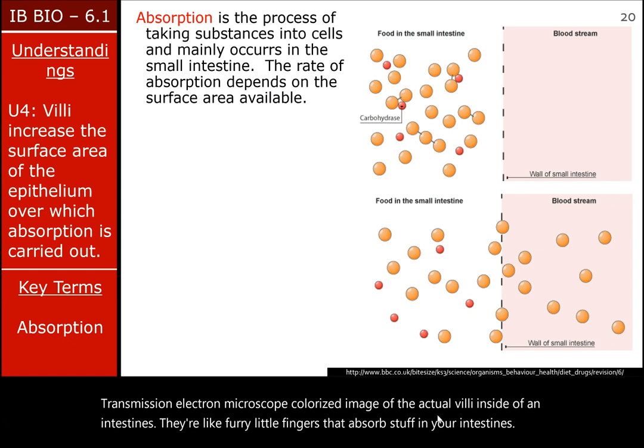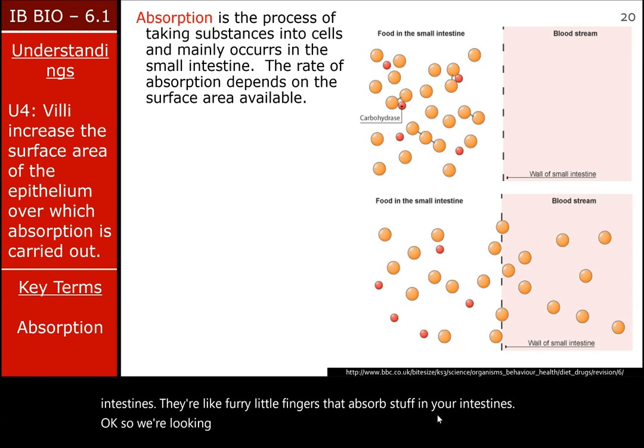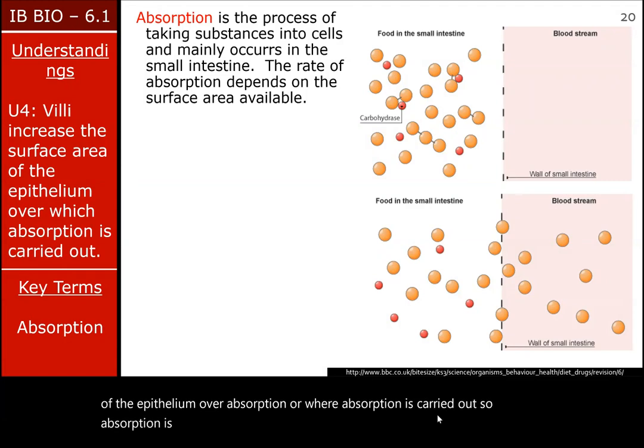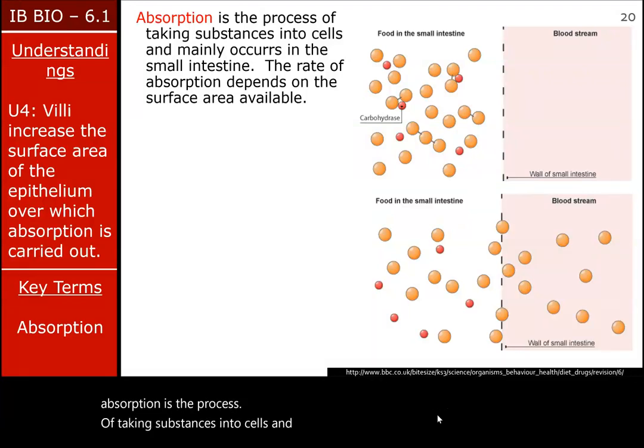Okay, so we're looking at understanding number 4. Villi increase the surface area of the epithelium over which absorption is carried out. Absorption is the process of taking substances into cells, and this primarily happens in the small intestine.